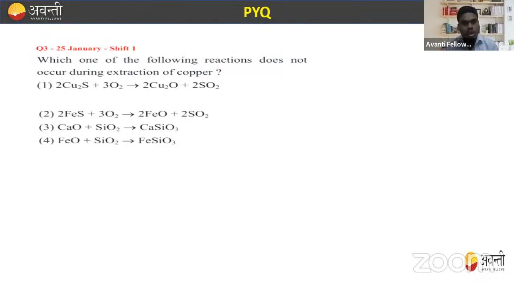Now, which one of the following reactions does not occur during the extraction of copper?